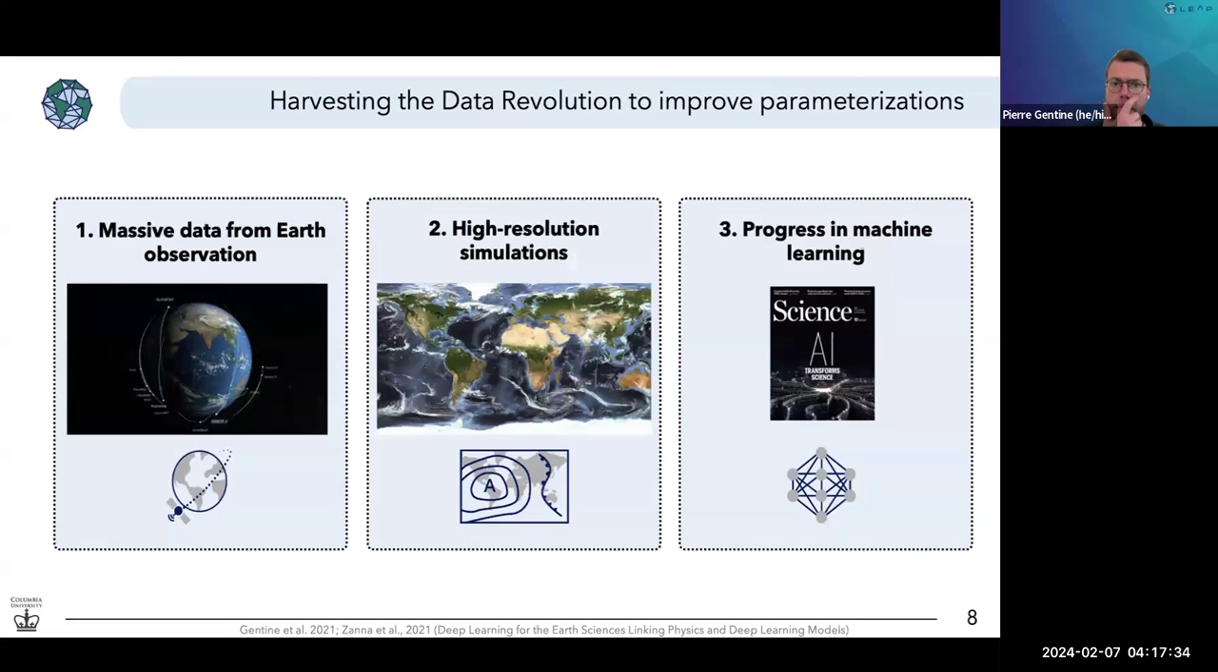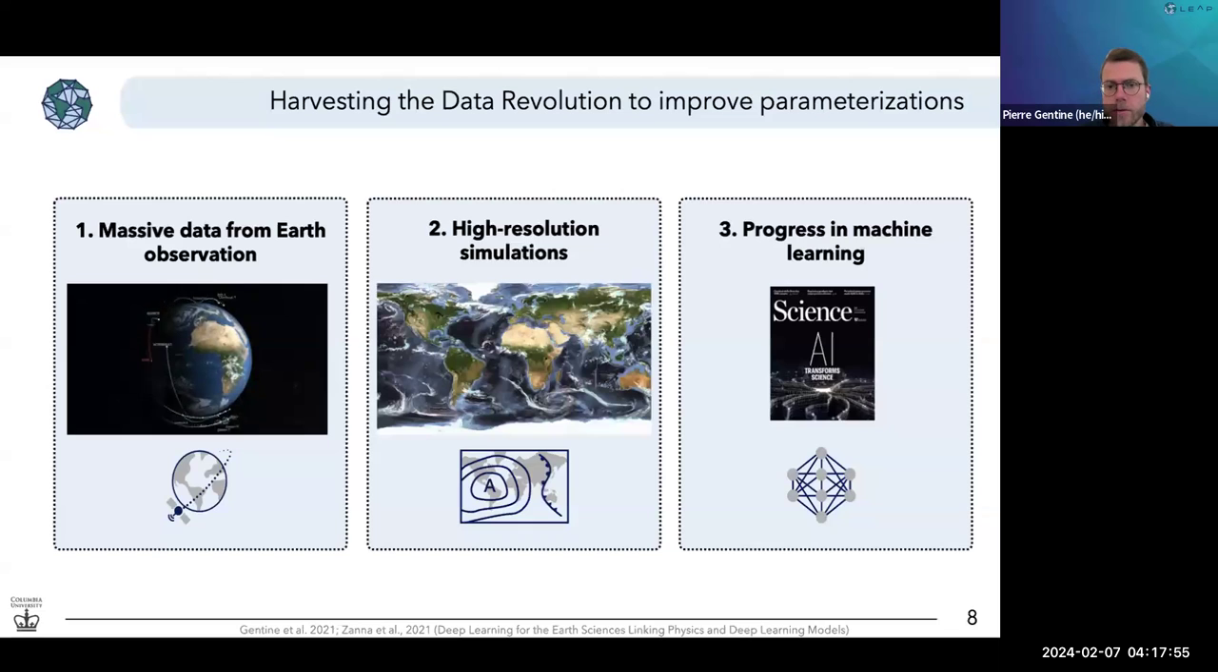And those two can be combined, by the way. But today let's focus mostly on the first one. We can really harvest the data revolution, right, to improve parameterization. So again, we have a massive amount of data that's really spinning across the Earth, that is observing many aspects of the Earth, and so we can really leverage that data.